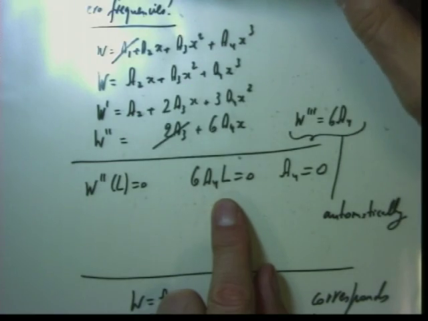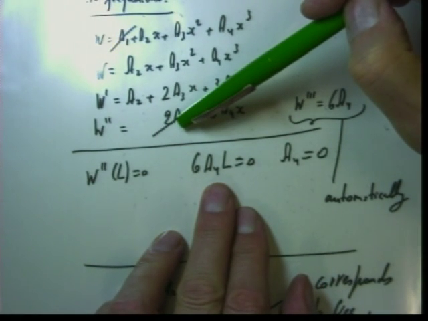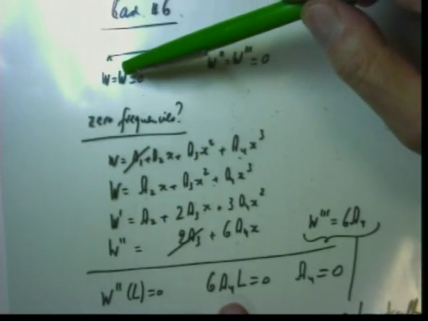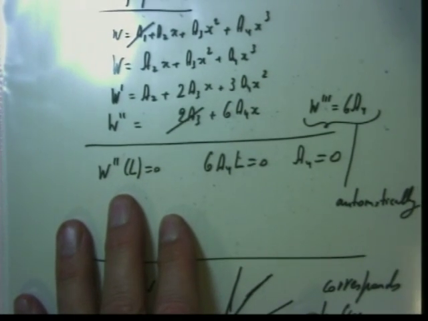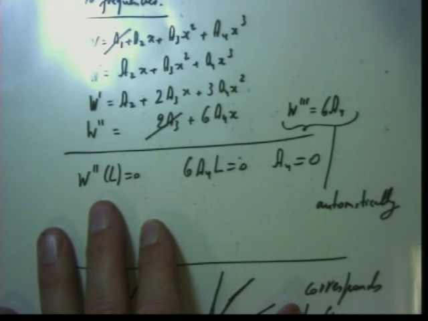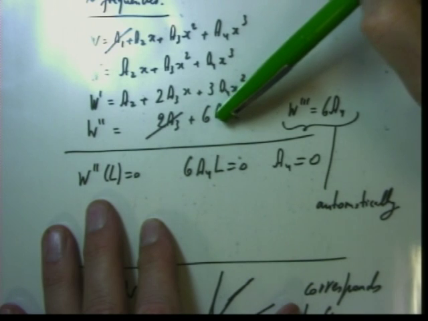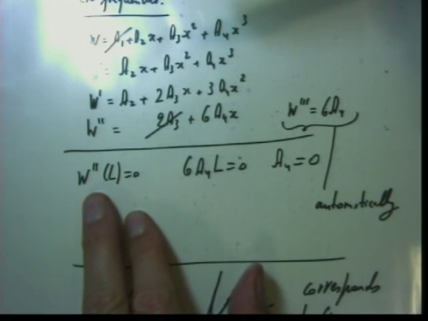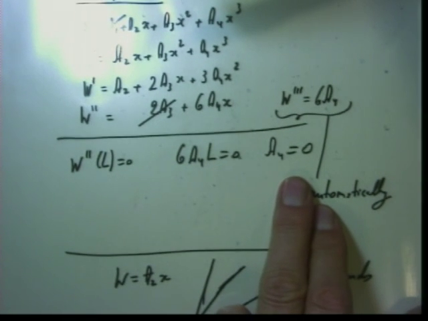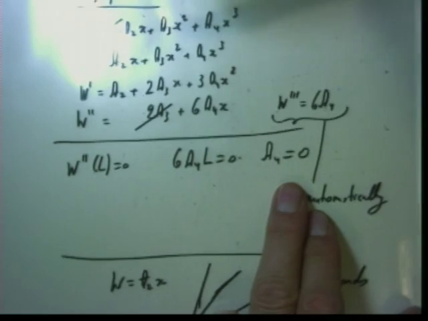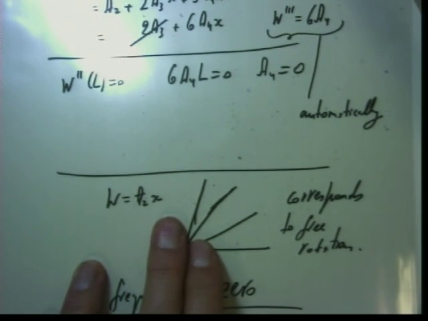Second derivative at 0 must be 0. So therefore, 2a3 equals 0. So I'm left with second derivative equals 6a4x. Now second derivative at L must be 0. 6a4L must be 0. So a4 equals 0. So a3 equals 0, a4 equals 0, and a1 equals 0. So we are left with w equals a2x.